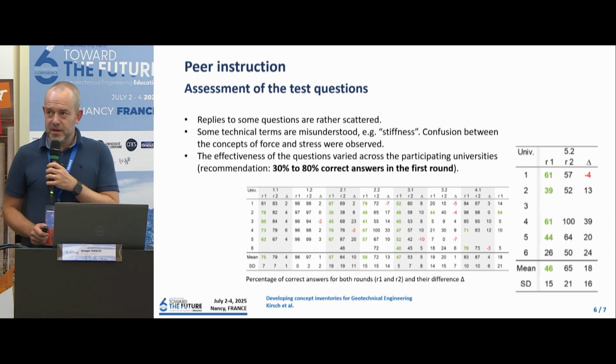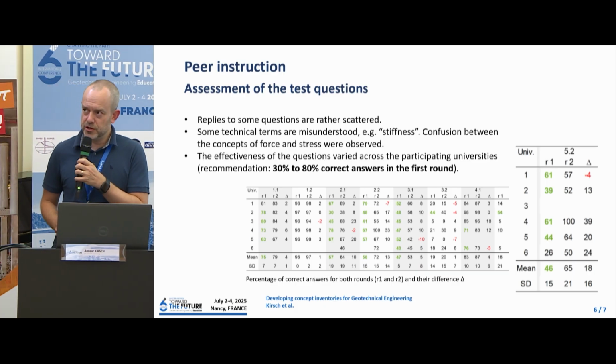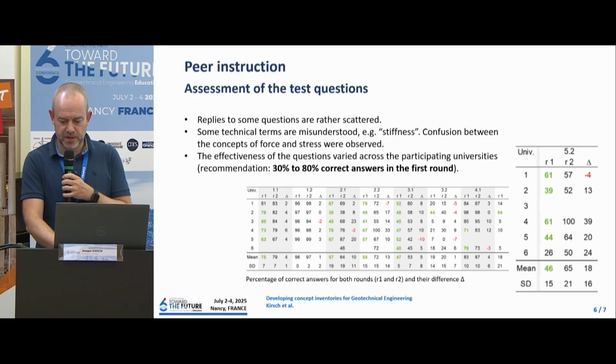Another remark, some of the numbers are highlighted in green because in the literature on peer instruction you find that a percentage between 30 and 80% in the first round is a good starting point for peer instruction. If the numbers are lower, the question is too difficult. If they're higher, the question is too easy, and this gives us opportunity to further work these questions out.